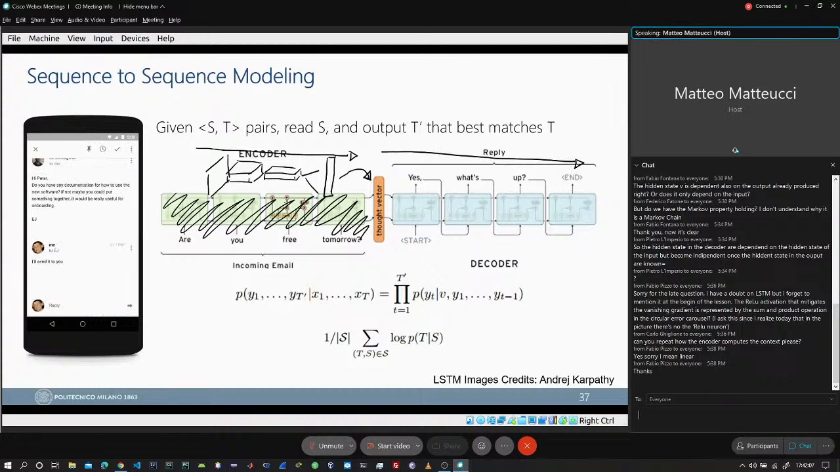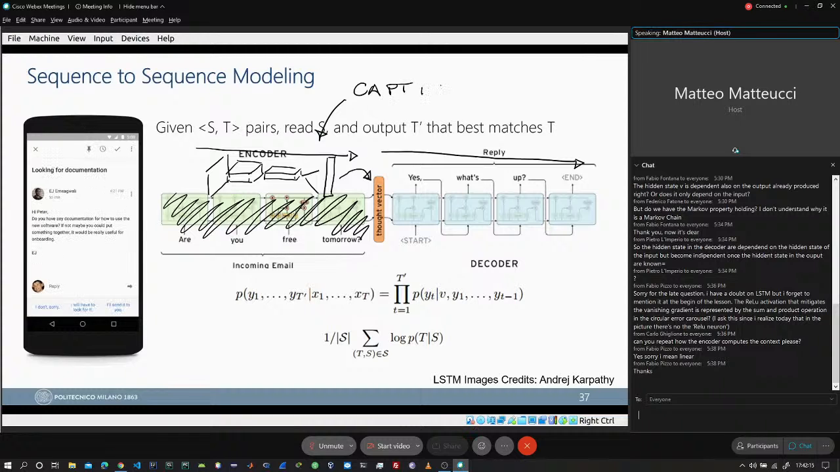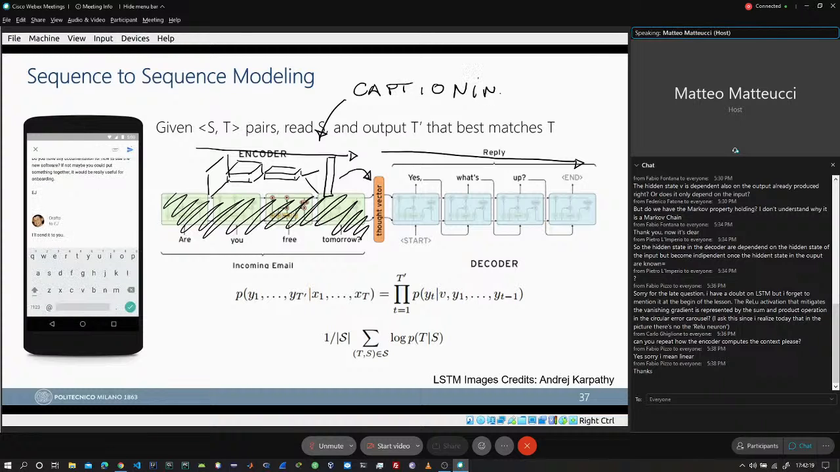So basically, this is a captioning model. So generating text in order to describe an image. This is a captioning task.